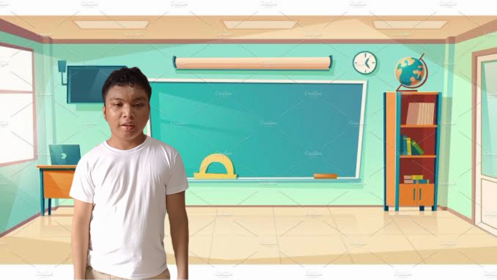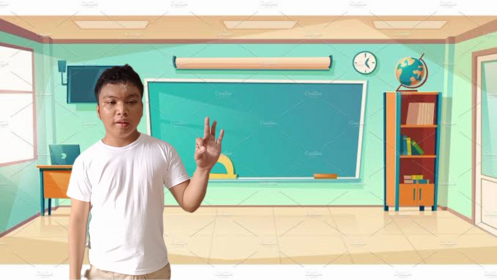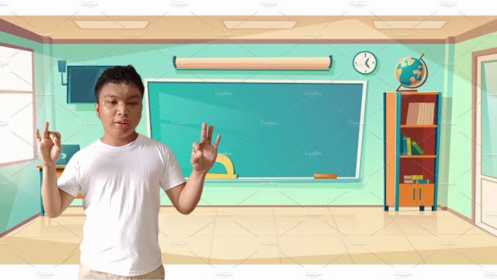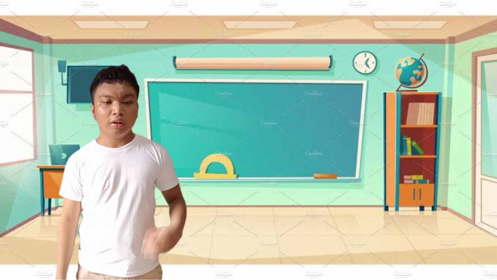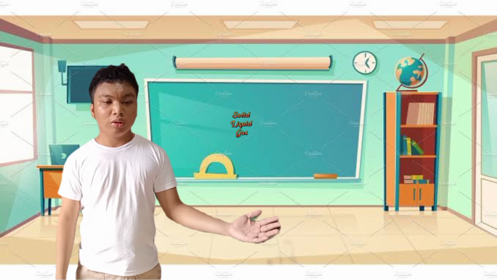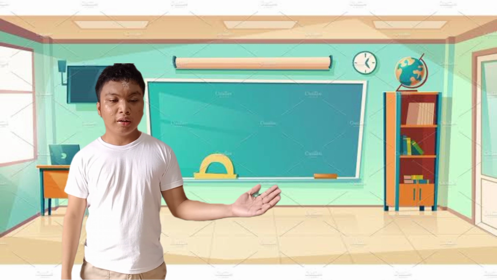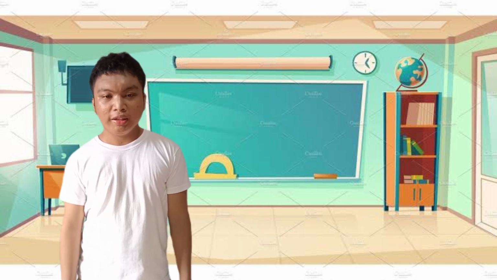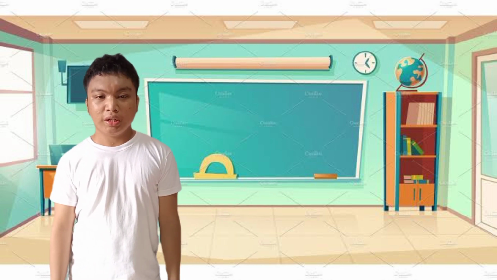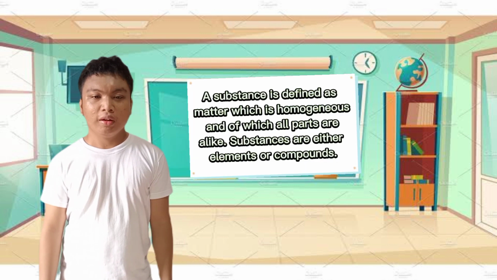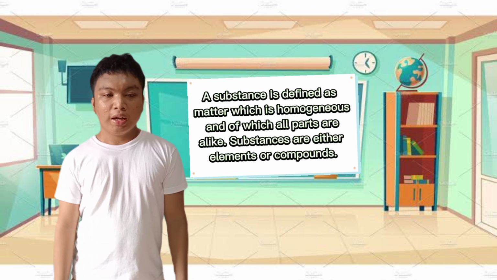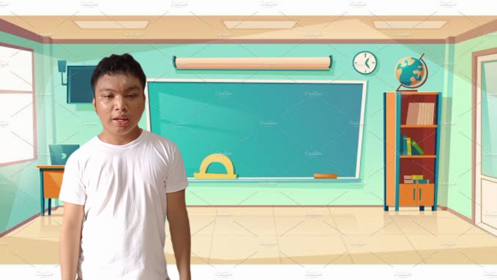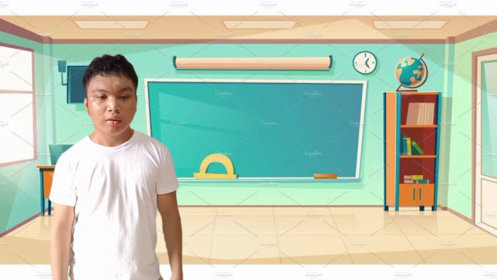Matter can exist in three forms: solid, liquid, or gas. Examples: solid, rock; liquid, water; gas, air. A substance is defined as matter which is homogeneous and of which all parts are alike. Substances are either elements or compounds.